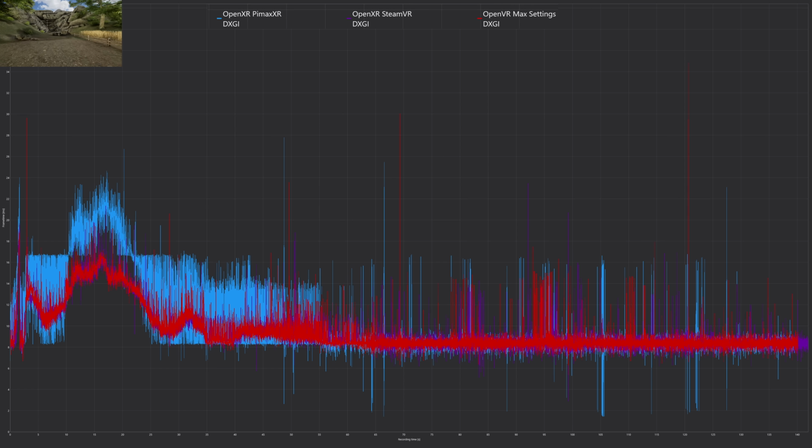This isn't a shader compilation thing because I did run through this before benchmarking, and PimaxXR was also the last one I did, so I'd done plenty of runs, and I did find consistent behavior in multiple runs, and this just seems to showcase a general trend that SteamVR's frame timings are overall more consistent.